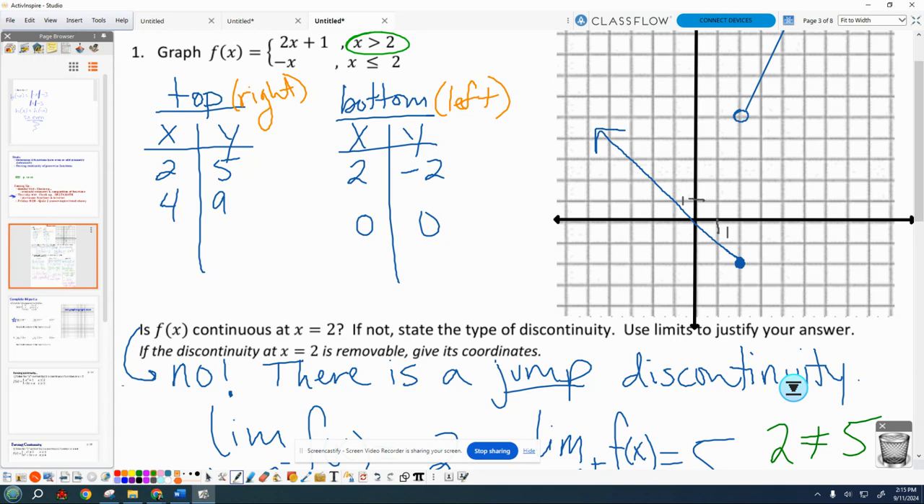X greater than 2. Stuart, is that the right side or the left side? It's the left side. No, it's the right side, because numbers bigger than 2 are on the right. So that's this batch.